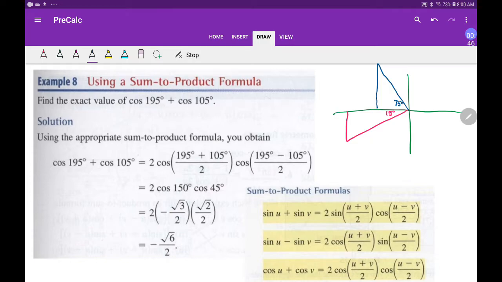I can use my sum to product formulas to get something that is a little bit more recognizable. When I add 195 and 105, I get 300, and then I divide by 2, and that gives me 150. Well, 150, I can handle that. 150 gives me a 30-degree angle in quadrant 2, and I like that. And it also gives me a 45-degree angle in quadrant 1. Again, I can deal with 45. I like those two very much.